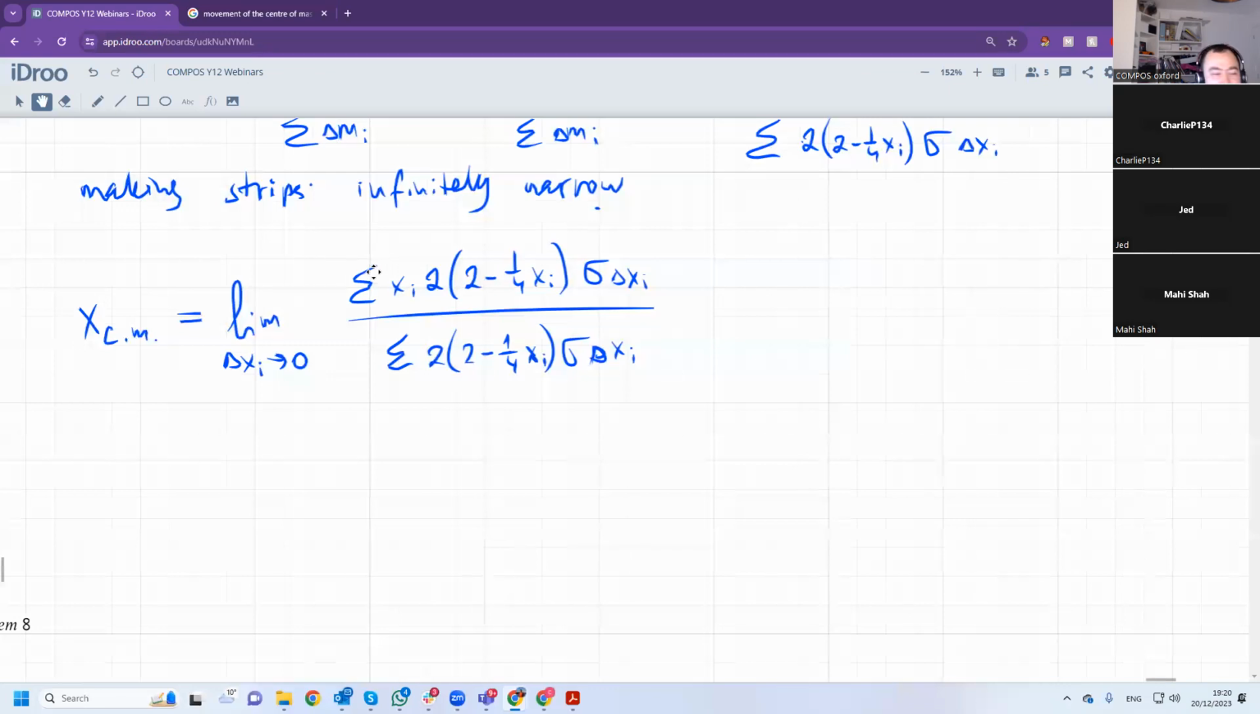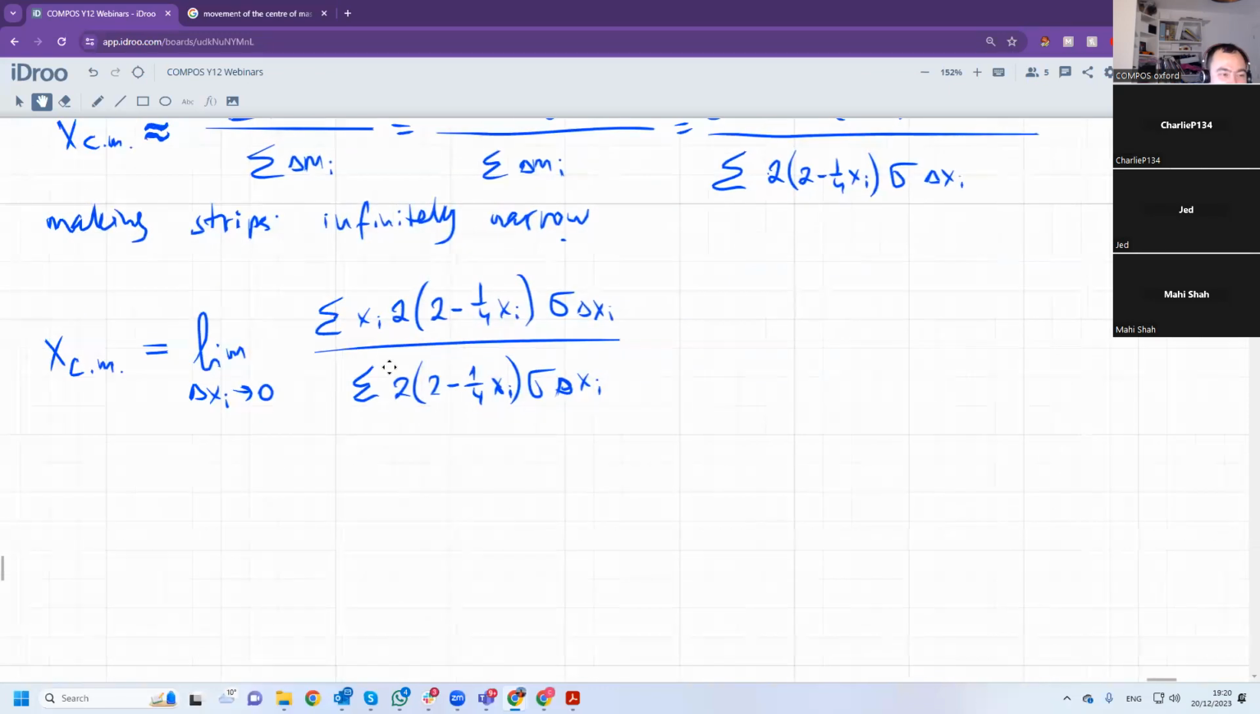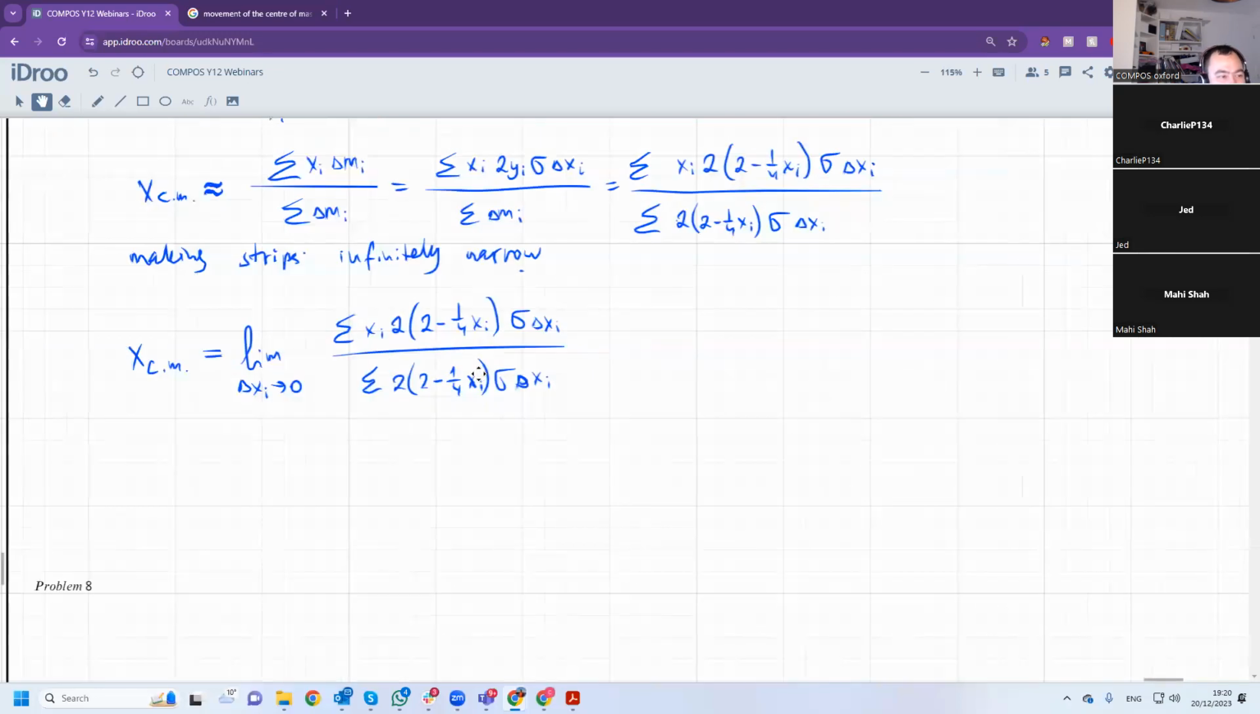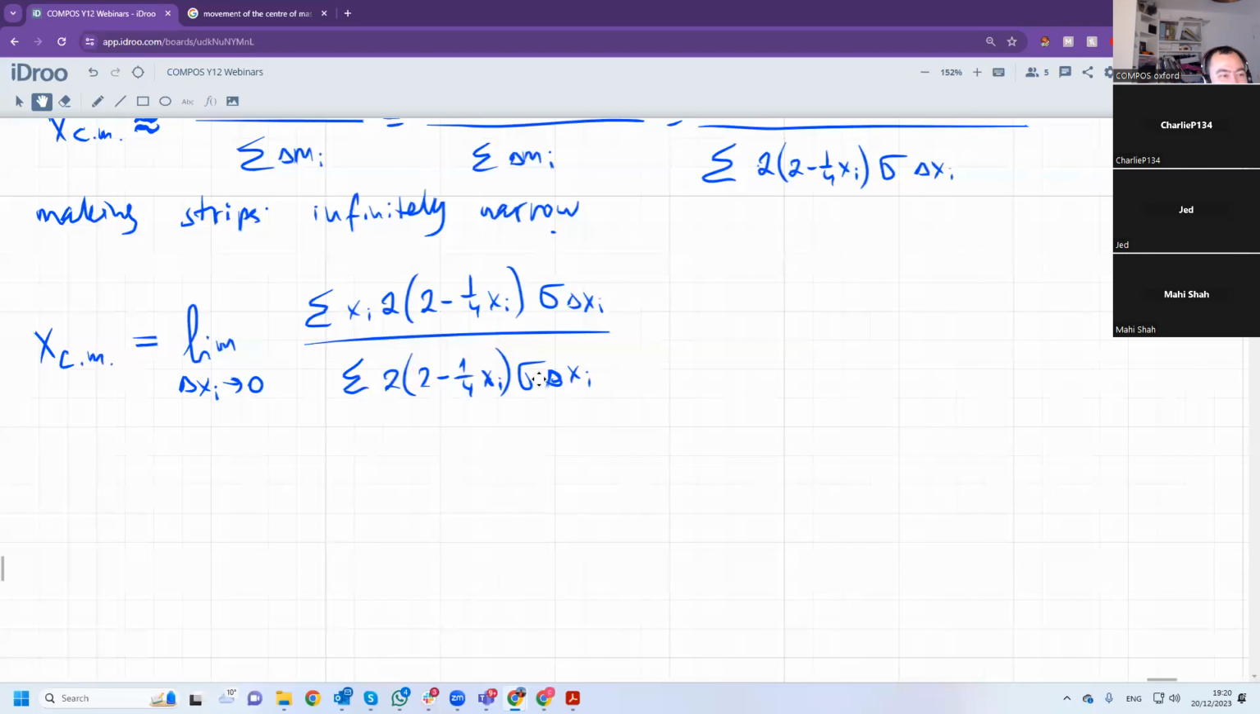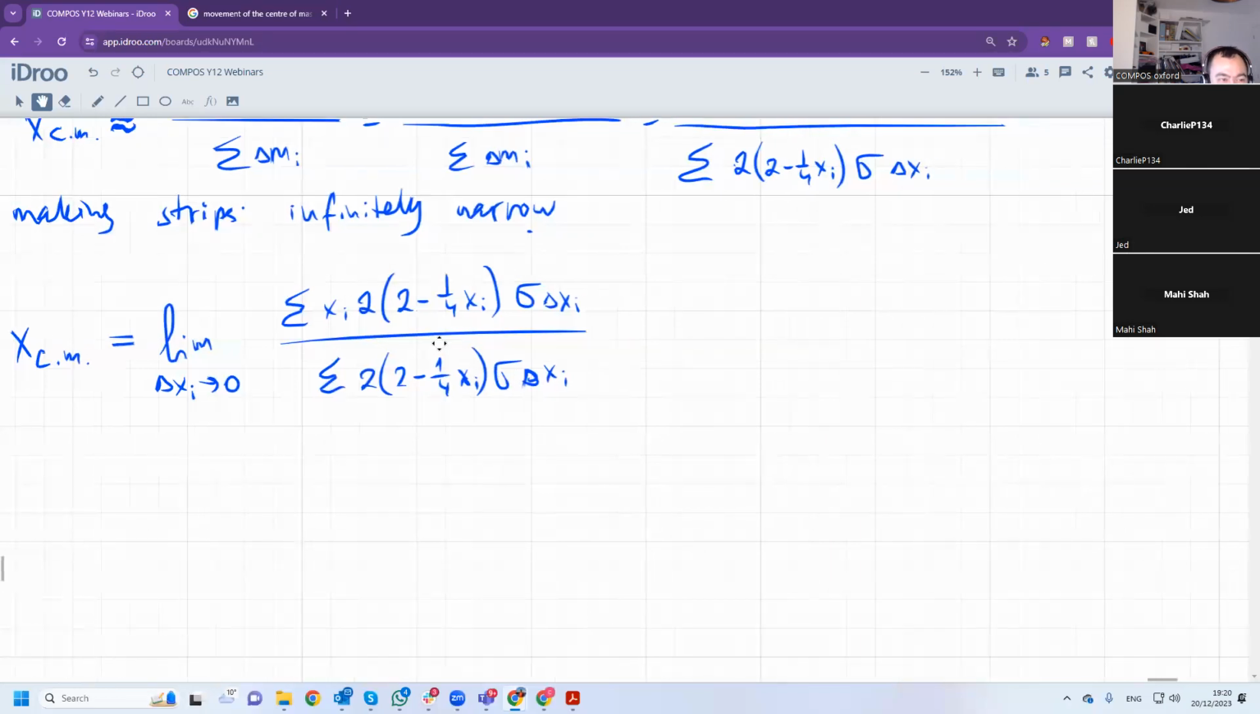Raghav, yes, of course. We can find the area of the triangle as 1/2 BH. But that's not the point I'm trying to make. The limit of this expression is a property called a Riemann sum. This is a Riemann sum, and when delta x tends to 0, delta x becomes dx.